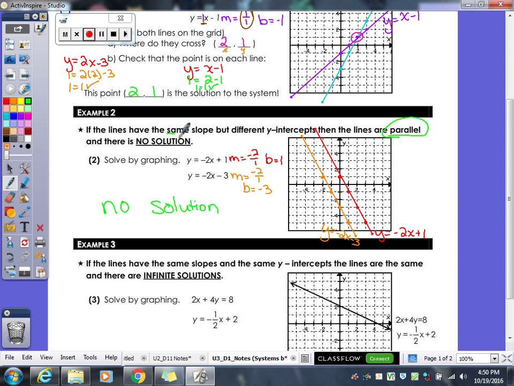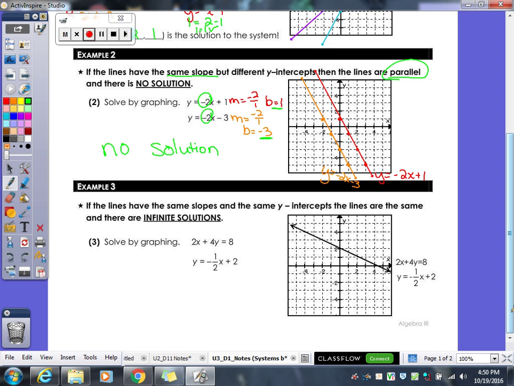And again, if the lines have the same slopes, here we had a slope of negative 2 and a slope of negative 2, and then they had different y-intercepts. Here I had a 1, here I had a negative 3. That's how I could tell already that my lines were going to be parallel, because they had the same slopes and different y-intercepts. So since I could already tell from the equation that they were going to be parallel, I could have already told that they were going to have no solution.